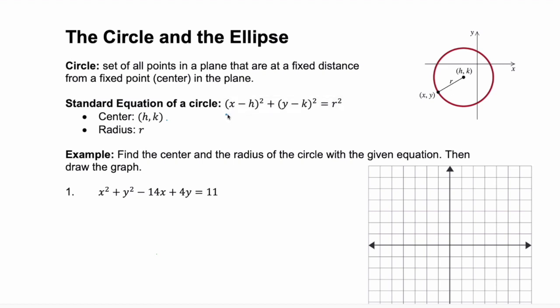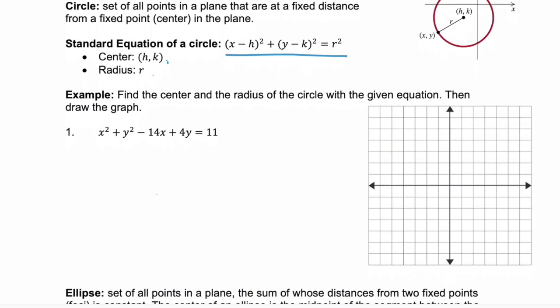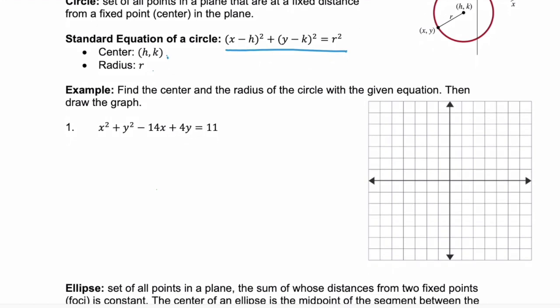Recall that the standard equation of a circle is as follows, with a center at (h, k) and a radius of r. Now, in our first example, we're given an equation and we're asked to find the center and the radius and then to graph this circle. Notice that the equation we're given isn't in that standard format, so we need to get it into that format so we can easily find the center and the radius.